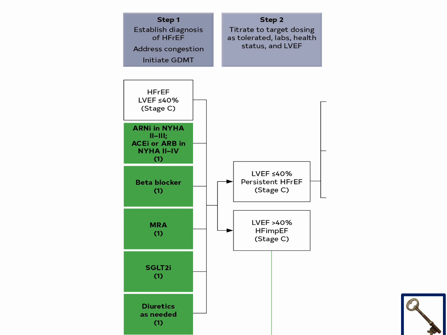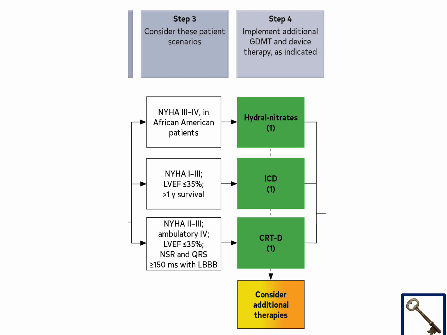And then depending on if their EF is in better shape or not, if it's below 40% persistently despite all of that, then you go to look at further steps here. One step is if they're African American, look at hydralazine and nitrates as an addition. And then you're also looking at whether or not they are candidates for something else. At that point, if their EF is less than 35% and they have greater than a year survival, then you're looking at, are they candidates for an implanted device of some kind?